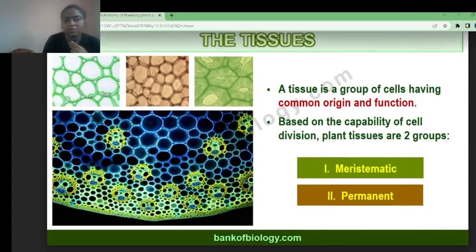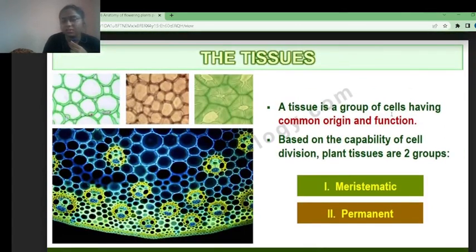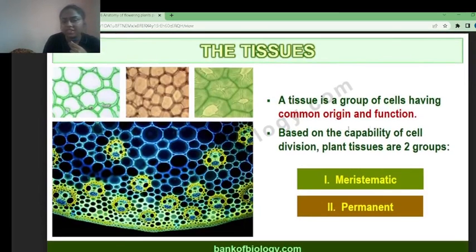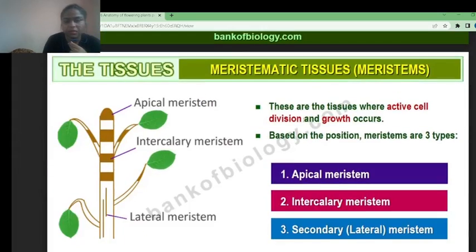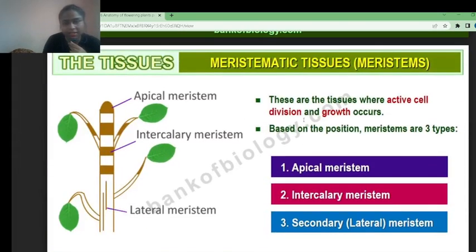So what are tissues? A tissue is a group of cells having common origin and function. Based on the capability of cell division, plant tissues are of two groups, which we have already seen. So what is a tissue? It is a group of cells of common origin and function. Now the first tissue which we are going to study is meristematic.